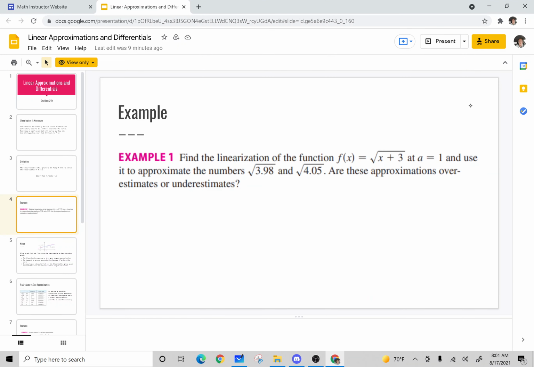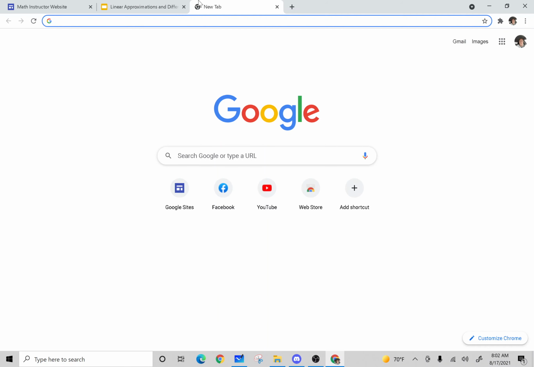Okay, I think there was one other part to the question. It said, are these overestimates or underestimates? To do that, you'd have to actually graph it, and we will in just a second. A calculator would obviously give us approximations of this, but this gives it over an entire interval. That's the advantage of this. So let's go and graph this on Desmos.